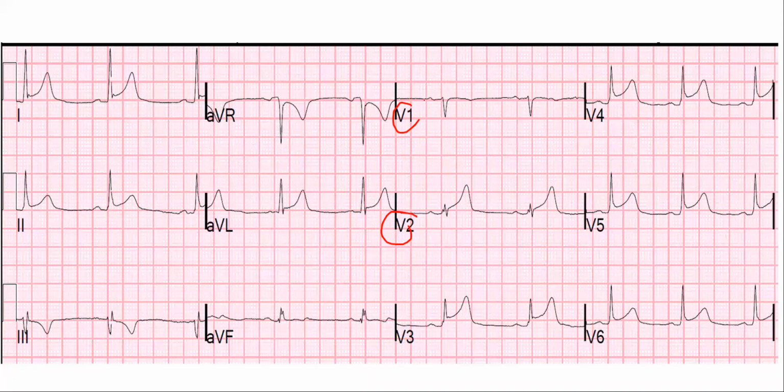So in V1, we can see that it's normal. There is a little bit of T inversion here, but no ST elevation because it's on the isoelectric line. In lead 2, there is ST elevation here, we can see. In lead 3, this is more prominent, right? Can you appreciate the ST elevation, what ST elevation actually is? Because if you understand it, it's not very hard. But if you don't understand it, it's really hard.